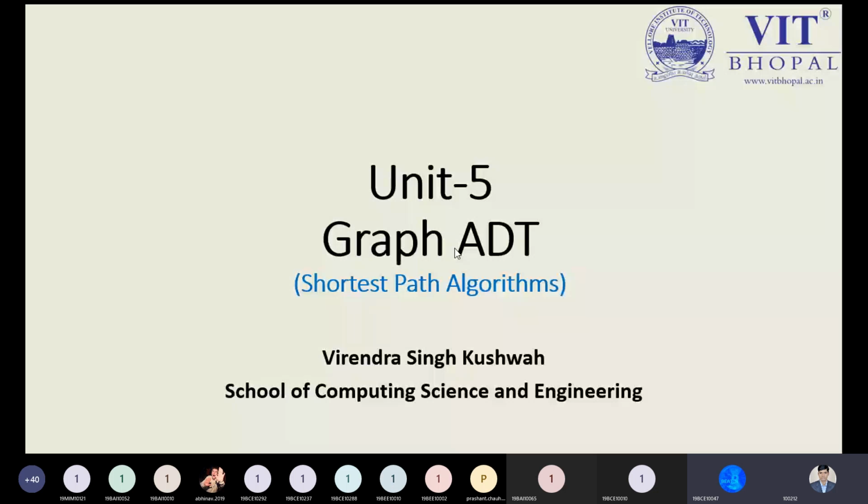So how many students are aware of this term, the shortest path algorithm? Because in graph theory or in your mathematics subject, you have already studied these kinds of things, Dijkstra's algorithm and different kinds of algorithms. Is any student aware of this term? No one? Okay, whatever you have shared, you are in the right direction, no problem.